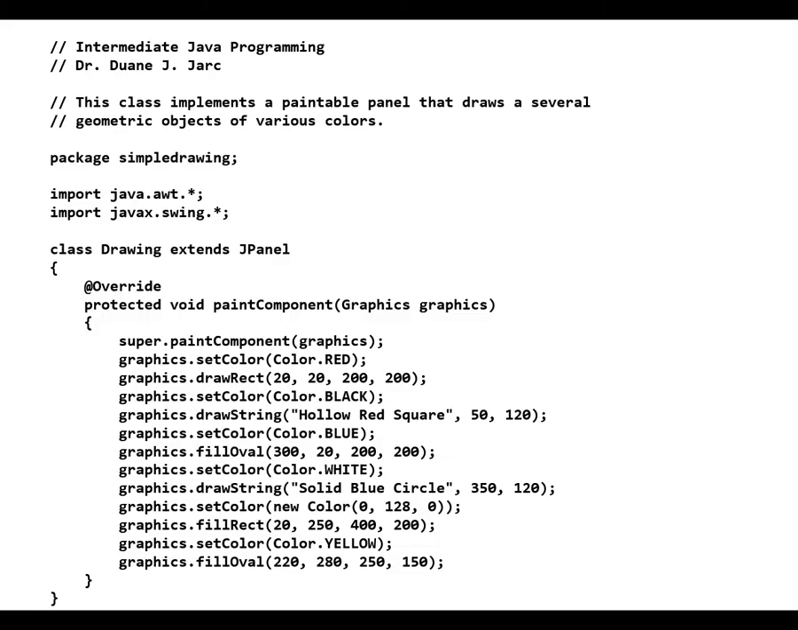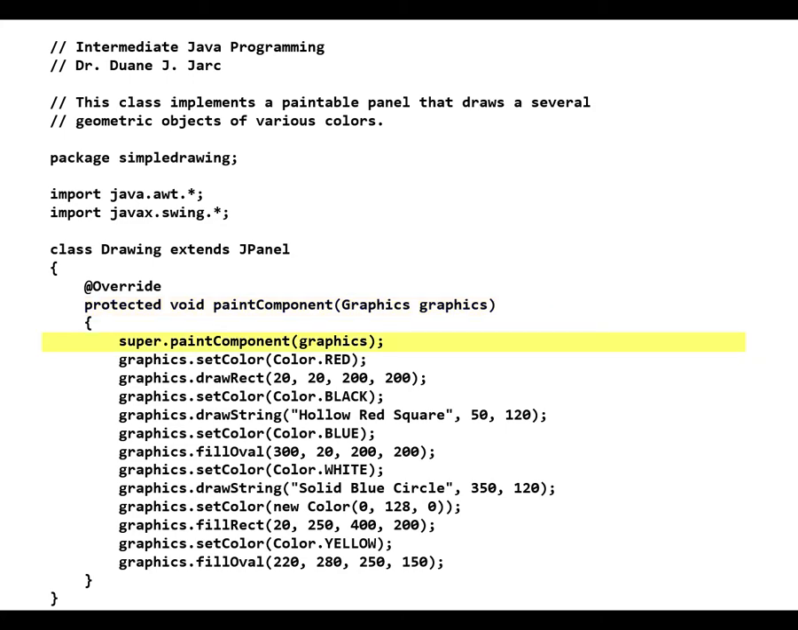Our first program example illustrates the use of the methods that draw strings, rectangles, and ovals, which are either solid or hollow. We begin by examining the class that performs the drawing. Notice that this class extends JPanel, which is what is required to be able to draw on a panel. It must override the paintComponent method that would otherwise have been inherited from JPanel. Notice also that it must be declared as a protected method.